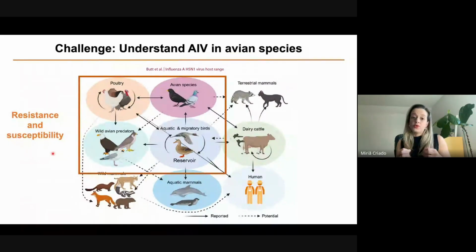And it's really important to highlight that it's not only H5 and H7 that are important. Other low pathogenic viruses are really important because they get co-circulated in these areas, and the possibility that the virus can reassort or mutate also plays a role in all of these outbreaks. Then my group is mainly focused on those studies.